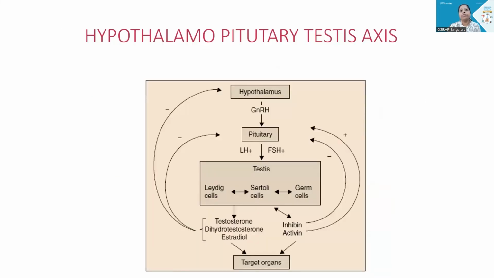This is the hypothalamo-pituitary testicular axis, where the GnRH from the hypothalamus is released and activates the release of gonadotropins, the FSH and LH, which help in production of testosterone, dihydrotestosterone, estradiol from Leydig cells in the testis, and inhibin and activin. Once the production of testosterone and the androgens is increased, it gives negative feedback to the pituitary and hypothalamus, and this goes on as a cycle.